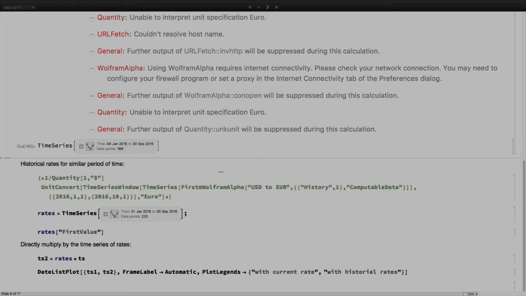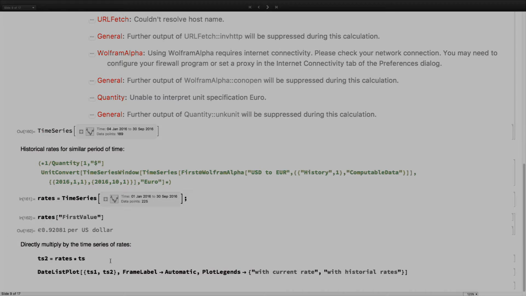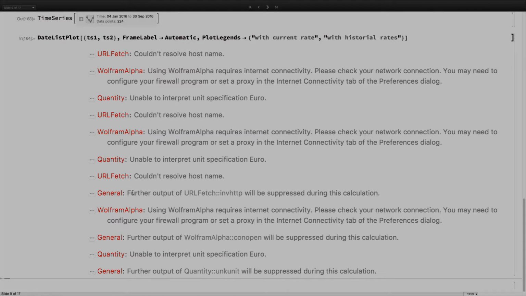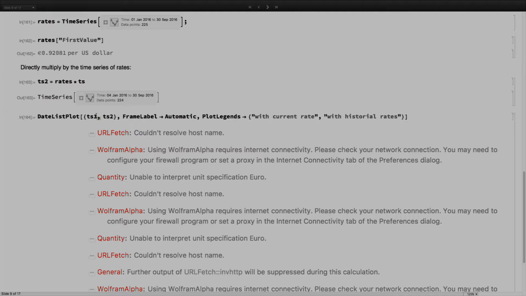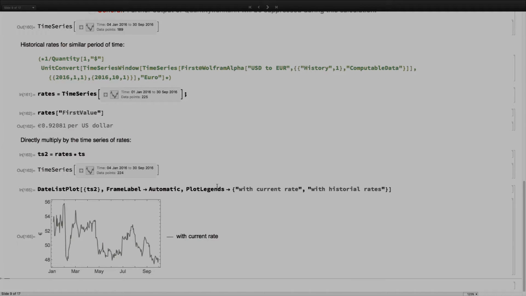So this is again commented out, showing how you can get the time series that I have for the rates. This is through a Wolfram Alpha call. You can define the rates, and you can see that my rates are euros per US dollar. And then what I can do is directly multiply the rates times my original prices to get the conversion. Okay, and I cannot plot everything, but I can plot this. So I'll ignore the plot legends again.